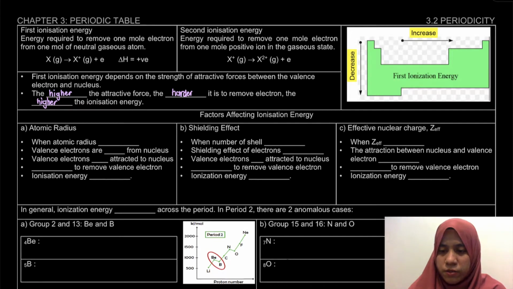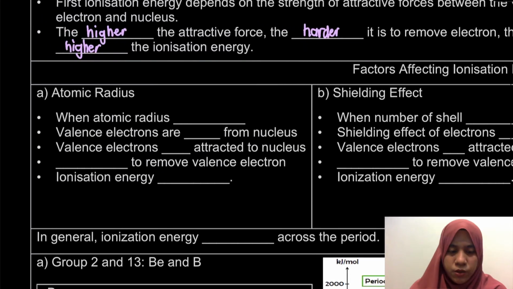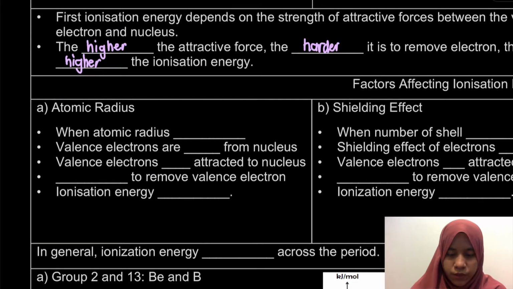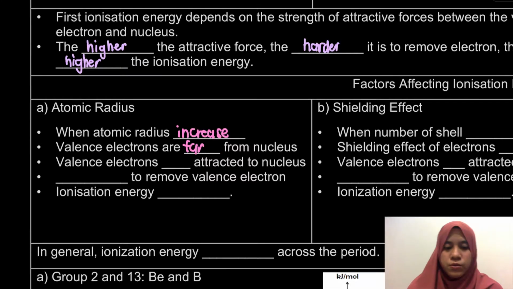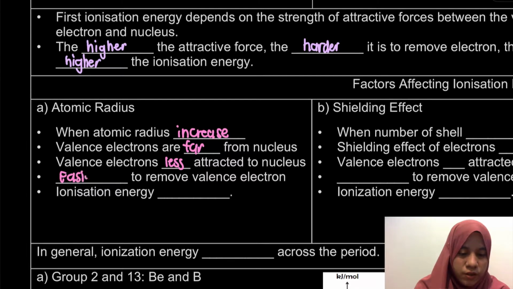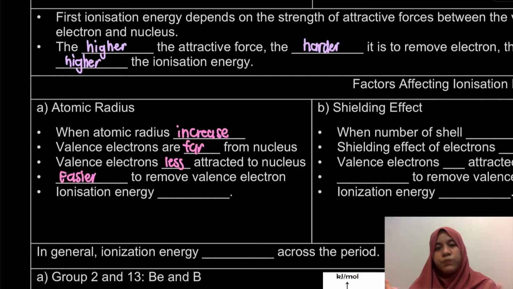Okay, but then this is the general pattern where across the period the ionization energy increases, and down the group the ionization energy decreases. Okay, so when atomic radius increases, it means that the valence electron is far from the nucleus. So what happens is that when it is far from the nucleus, it is less attracted to the nucleus. So when it is less attracted to the nucleus, it is easier to remove the valence electron. So it is further away, right? It is easier to remove from the picture. So the ionization energy decreases. That is for the case of atomic radius.